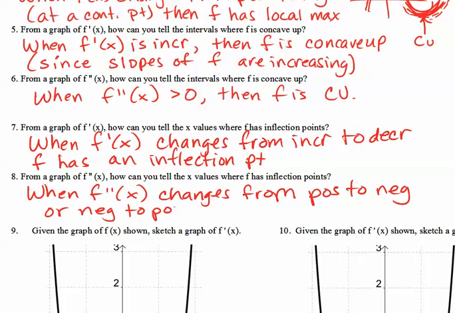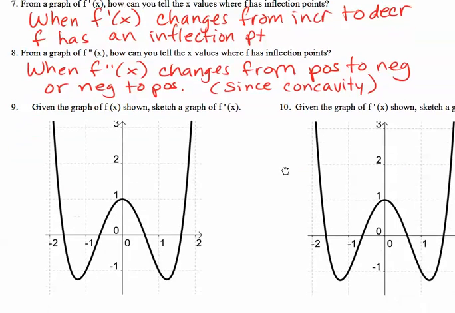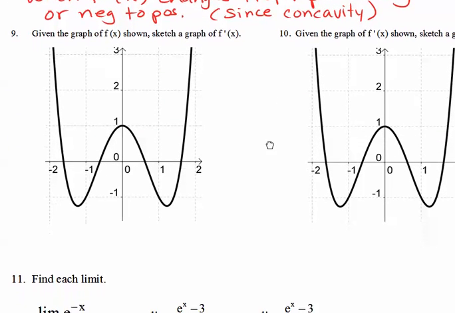I guess I could have just said when it changes sign, S-I-G-N. Okay, and you don't need this parenthesis, but let's clarify. Since concavity changes, f double prime positive means concave up, f double prime negative means concave down. So when f double prime changes signs, we have an inflection point.